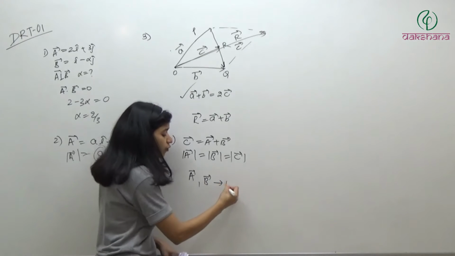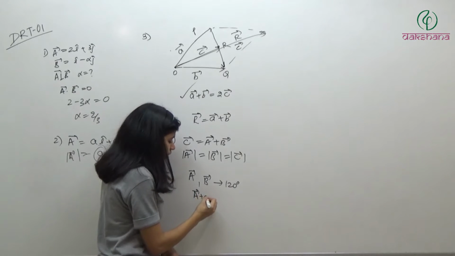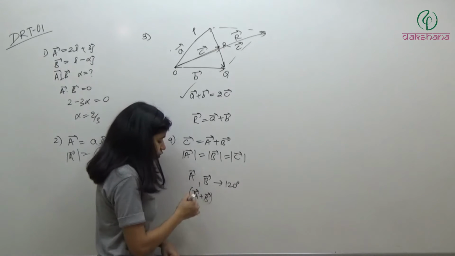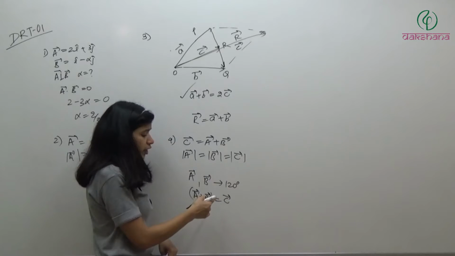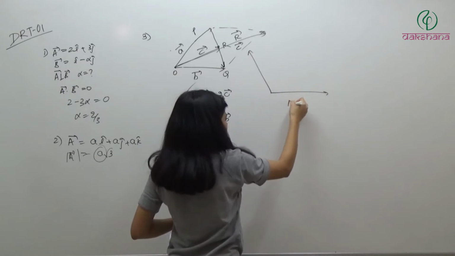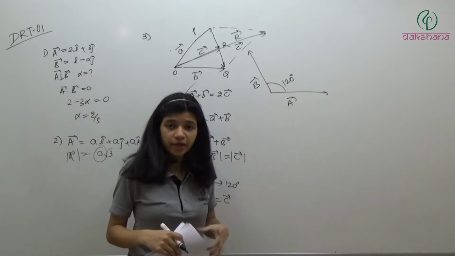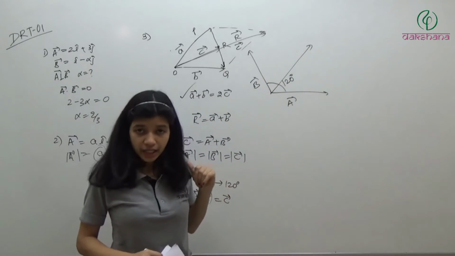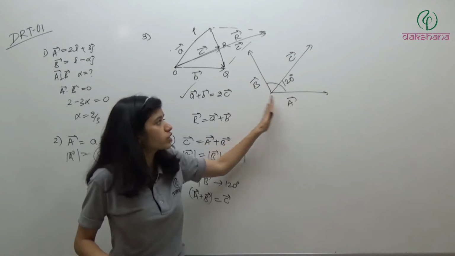and if they are making a 120-degree angle between them, then the magnitude of the resultant A plus B, the vector that will come, that will be equal to the individual vector magnitude, as C is given here. If you have two vectors A and B and they have a 120-degree angle between them, their resultant will be at the angle bisector, and the magnitude of this resultant will be equal to the magnitude of those individual vectors.